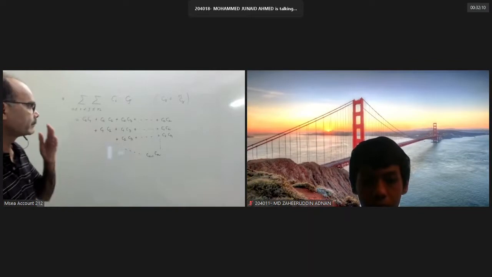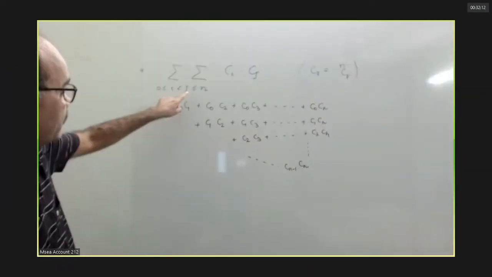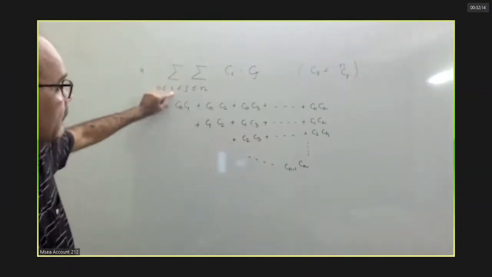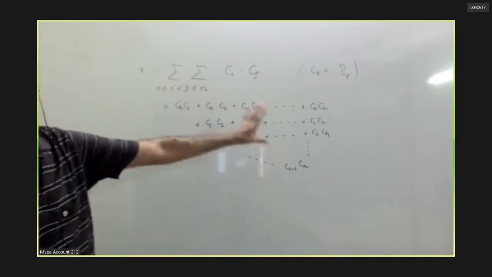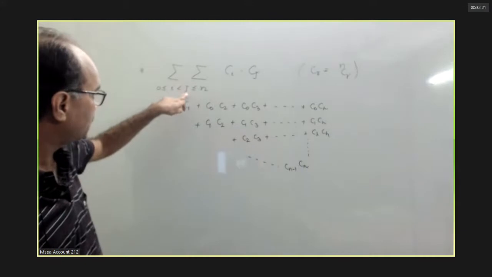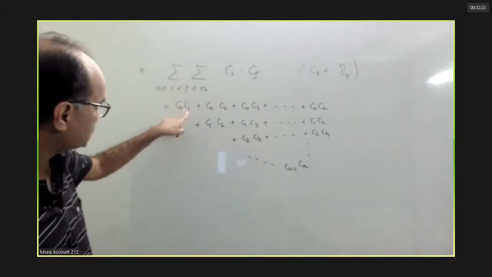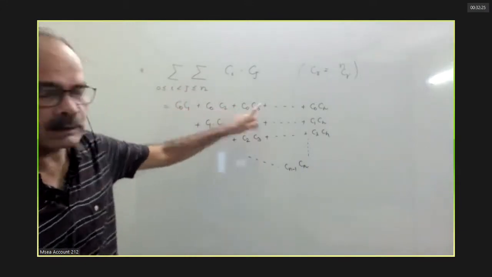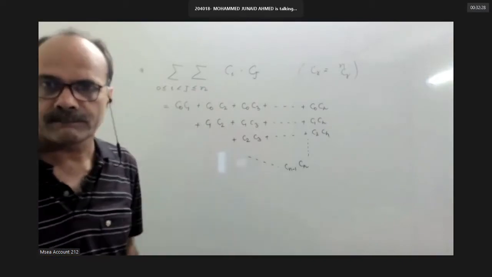Sir, okay. C1 into C1 will not come. No, because J greater than I. If it is equality there, then that term will come. Okay, sir. Suppose I less than or equal to J less than or equal to n, then C0 C0 plus C0 C1, like that. Got it, sir.